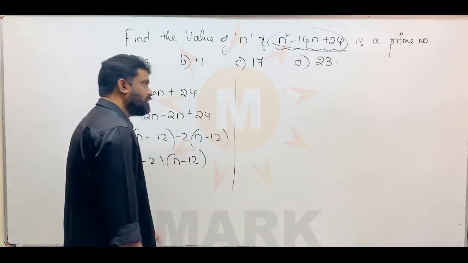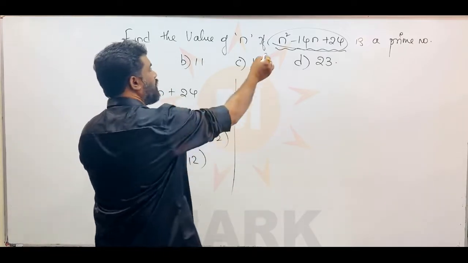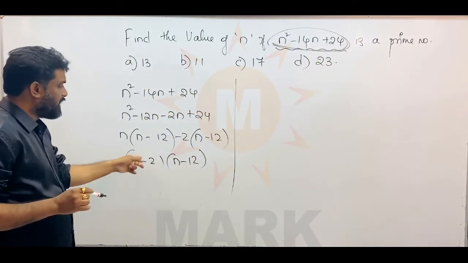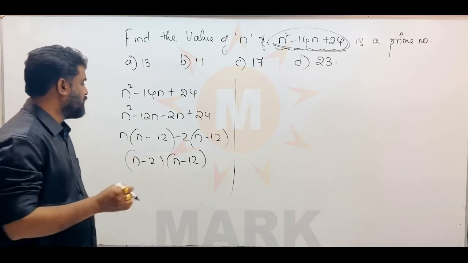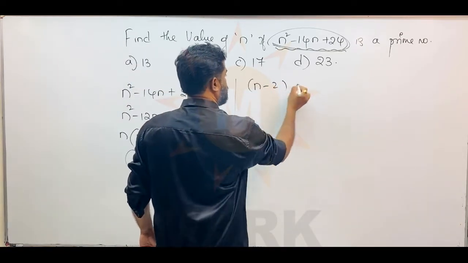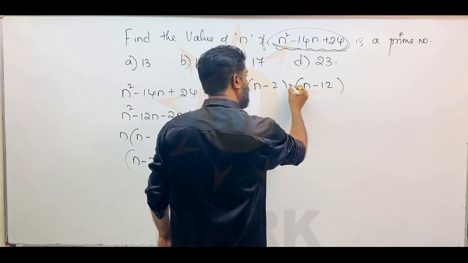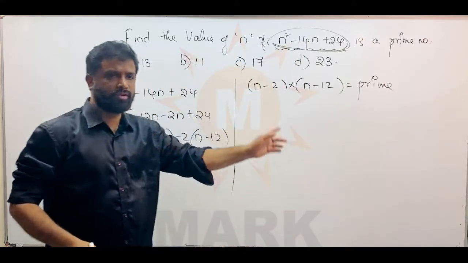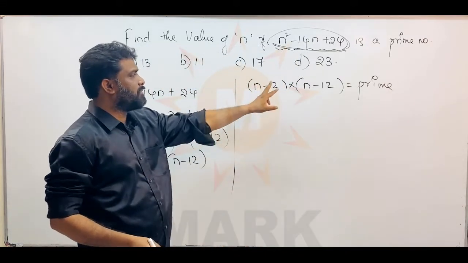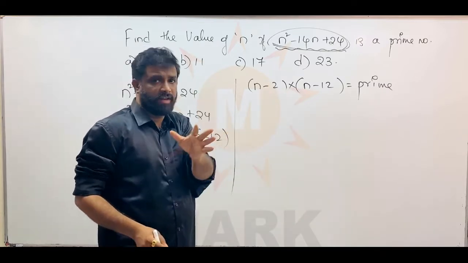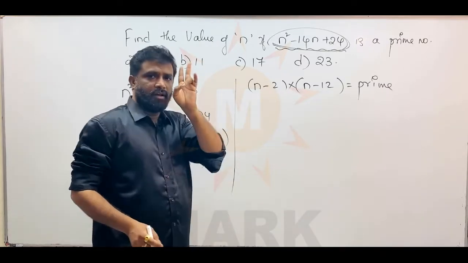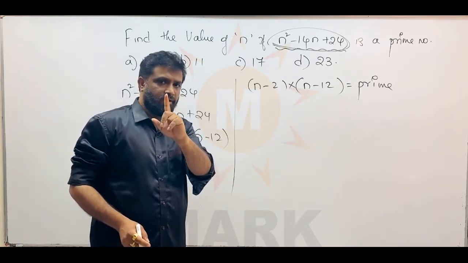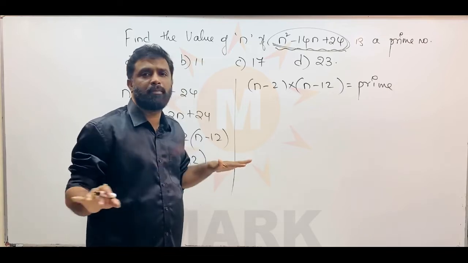Now coming to the actual point, he is saying that this whole expression is a prime number, and this expression came as two numbers, that is n minus 2 and n minus 12. If you multiply these, obviously that should be a prime number. He himself gave in the question that this is a prime number. So this is a factor we got, and this is a factor we got. We know very well, just now we learned, if a product of two numbers or more than two numbers is a prime number, one number will be prime, and the remaining numbers will all be 1.